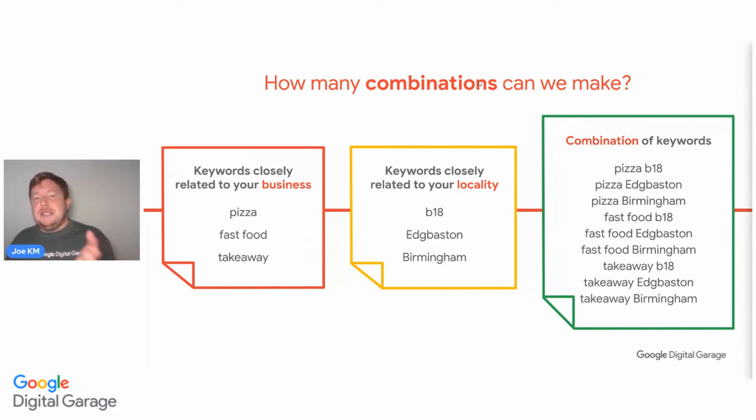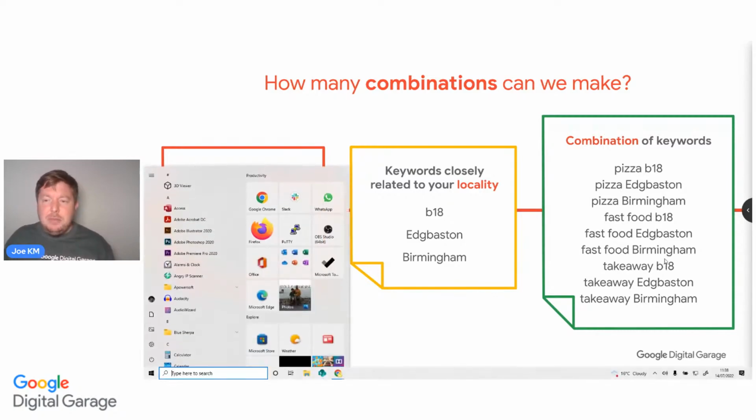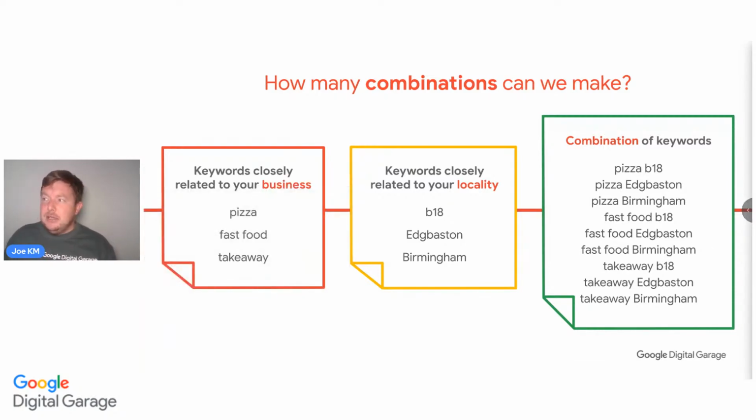But by typing in pizza B18, you need to consider what your local area is and what keywords you can include to optimize this. You can now start to see what it is that people actually type in. What do you type in when you're looking for a pizza?